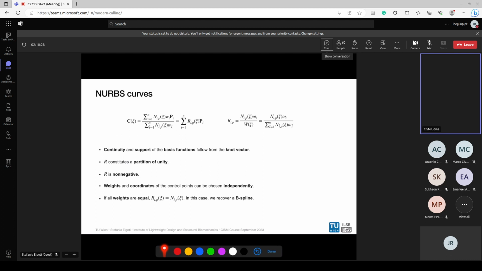And if all weights are equal, then this basis function R is equal to the B-spline basis function, because if all weights are equal, we can take this out of the sum. Then we have the partition of unity property that tells us that the sum over all B-spline basis functions will be 1. So we have the weight divided by the weight, and we obtain this N. So then this is what I meant. Every B-spline can also be expressed as a NURBS if all weights are chosen equal.